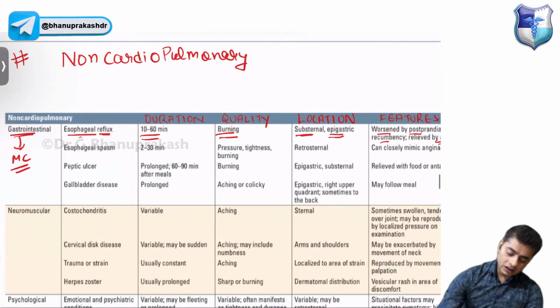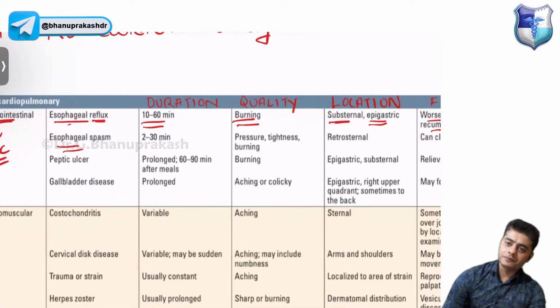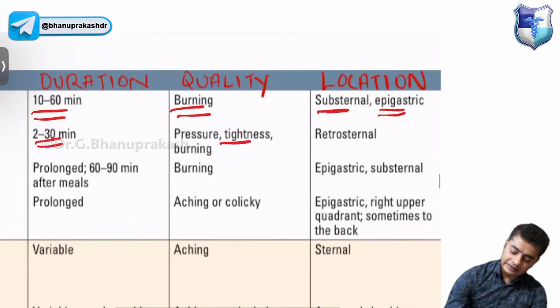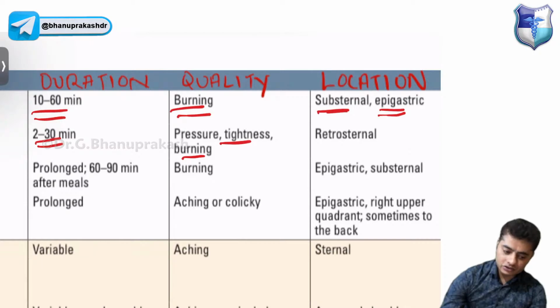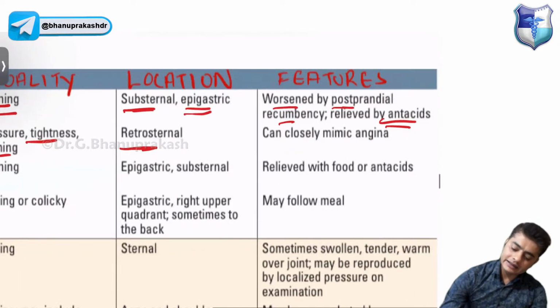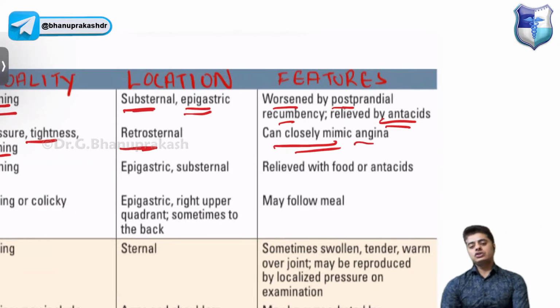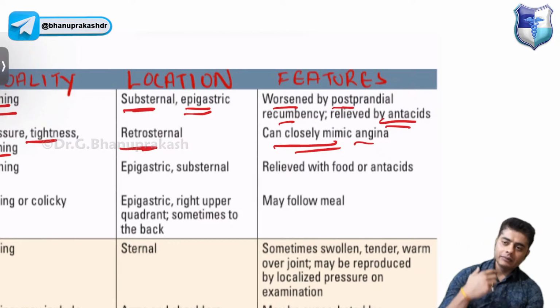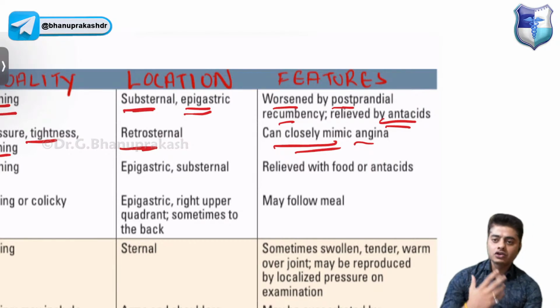Other is esophageal spasm, which lasts for 2 to 30 minutes, with a pressure, tightness, burning kind of pain. It is also retrosternal and it can closely mimic angina. So GERD and esophageal spasm closely mimic MI. But how can you distinguish them? The pain of GERD and esophageal spasm is pinpoint, a sharp kind of pain, but MI pain is dull and diffuse. So there you find the Levine sign kind of presentation, where the patient comes with a hand made into a fist on his chest.